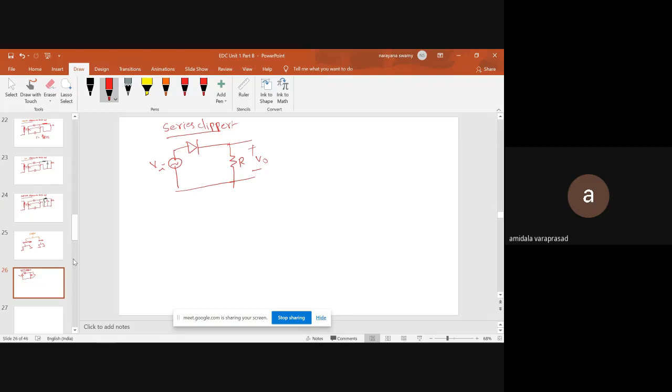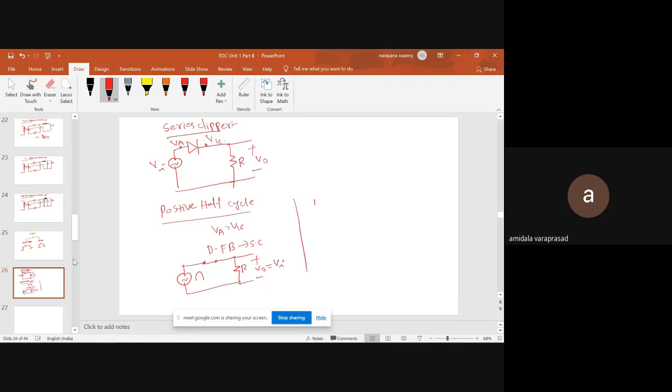Okay, first I do analysis for positive half cycle. So what's going to happen? This is anode terminal. This is cathode. VA is greater than VK, then diode is in forward bias. You can replace it with a short circuit. Then short circuit, resistor R. Then V naught is equal to VI.